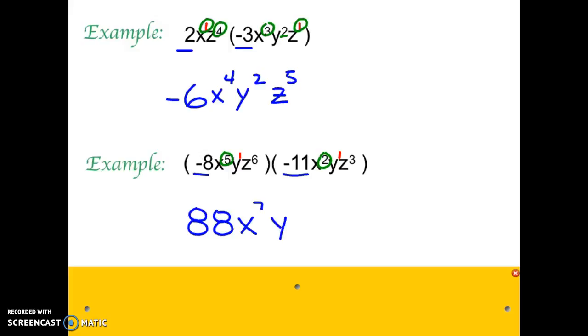Next base is the y. We've got 1 in the first term, 1 in the second term. 1 plus 1 would be 2. So we have 2 y's multiplied together. And then as far as our final base, the z, we have an exponent of 6 in the first term, an exponent of 3 in the second term. 6 plus 3 would be 9. So our final answer would be 88, x to the seventh, y squared, z to the ninth.